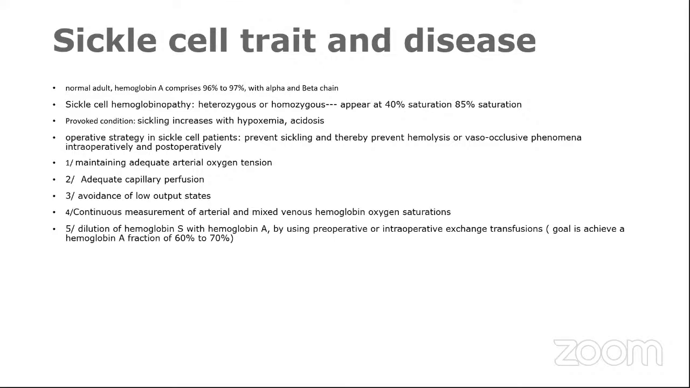Preoperative, if the patient is having anemia, and we have to decrease the hemoglobin S, that will improve the oxygen carrier capacity. So we can do it preoperatively. But if the patient is anemic, we can transfuse or exchange transfusion. We can do it intraoperatively, and that will be our target of hemoglobin A up to 60 to 70% of the hemoglobin.